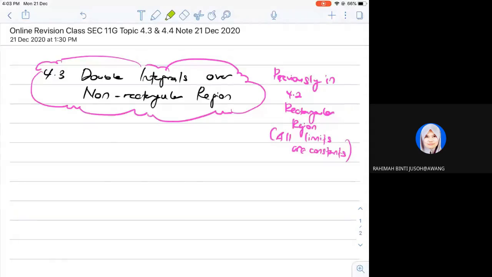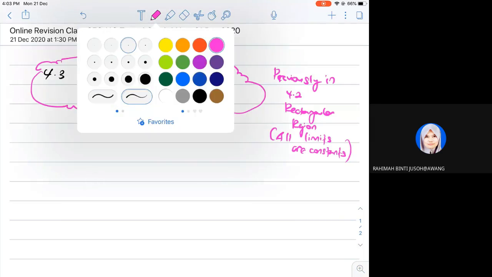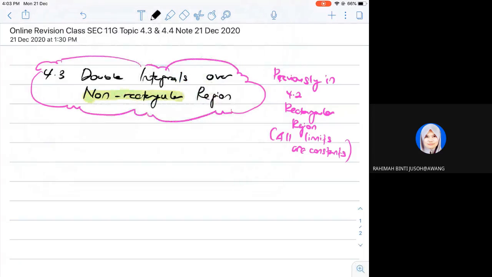Okay, guys, we will focus on non-rectangular region. All right, so basically we will have this integration. Okay, so we have double integration. Let's say we have type 1. We have function of f(x,y), dy first and then goes to dx.